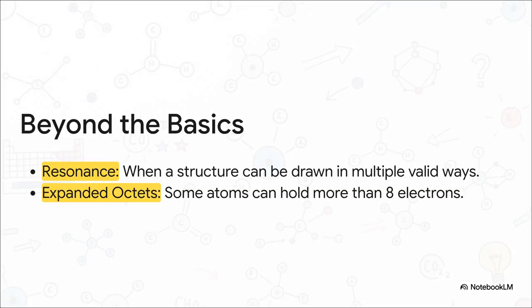And what's so amazing about this 3-step process is that it's really just the foundation. These exact same rules are the key to unlocking even more complex, really cool ideas, like resonance, which is what happens when a single drawing isn't enough to describe a molecule, or expanded octets, where some of the bigger atoms can actually break the rules and hold more than 8 electrons.